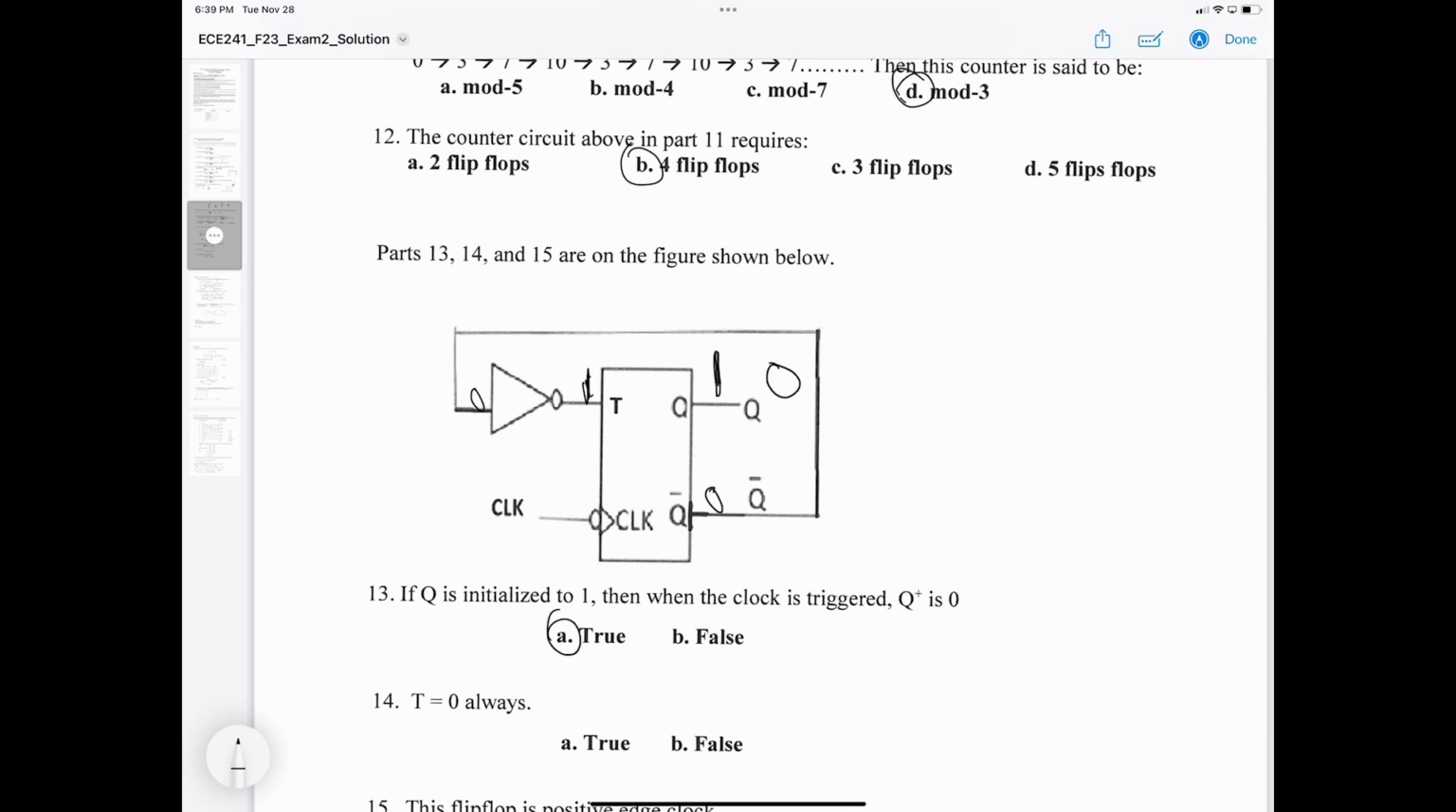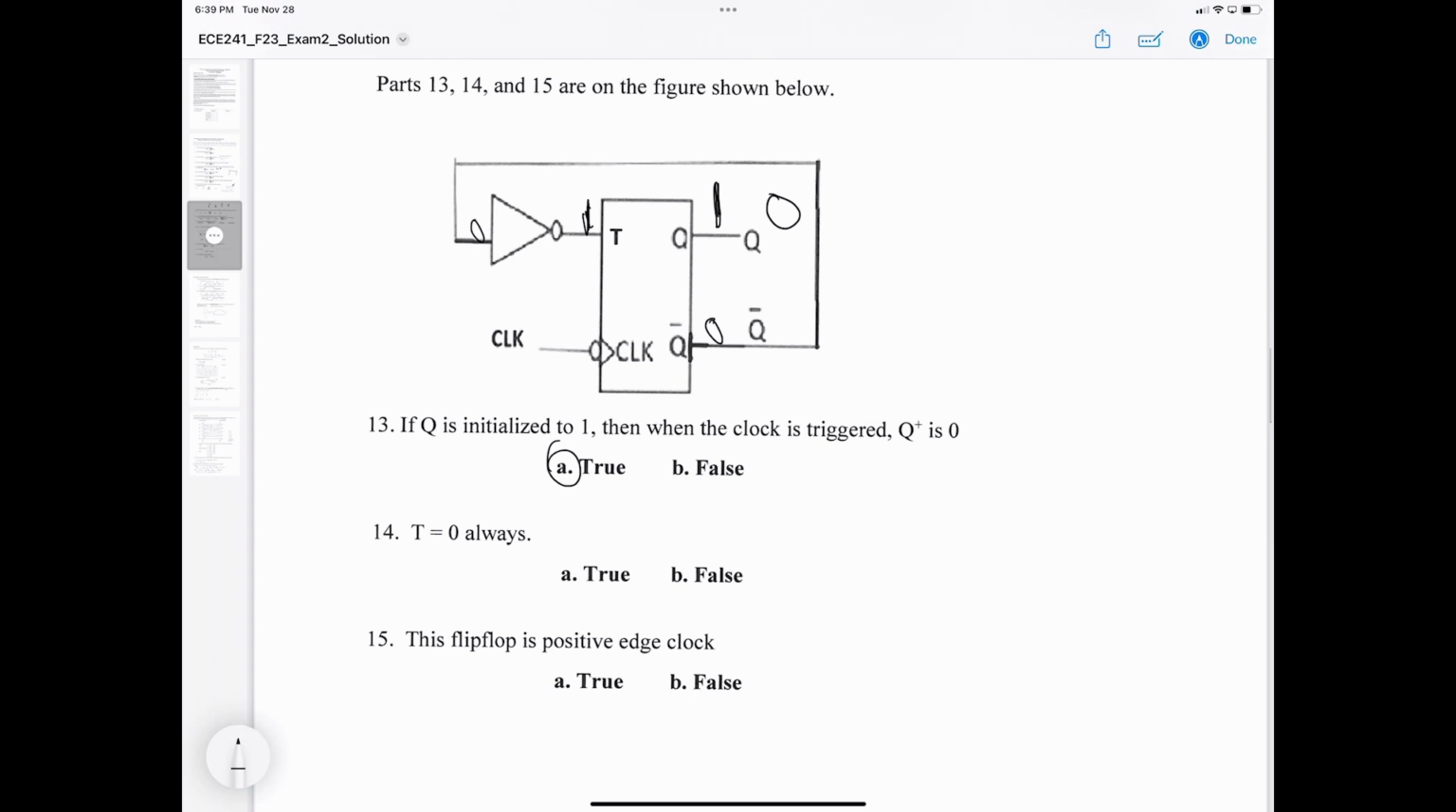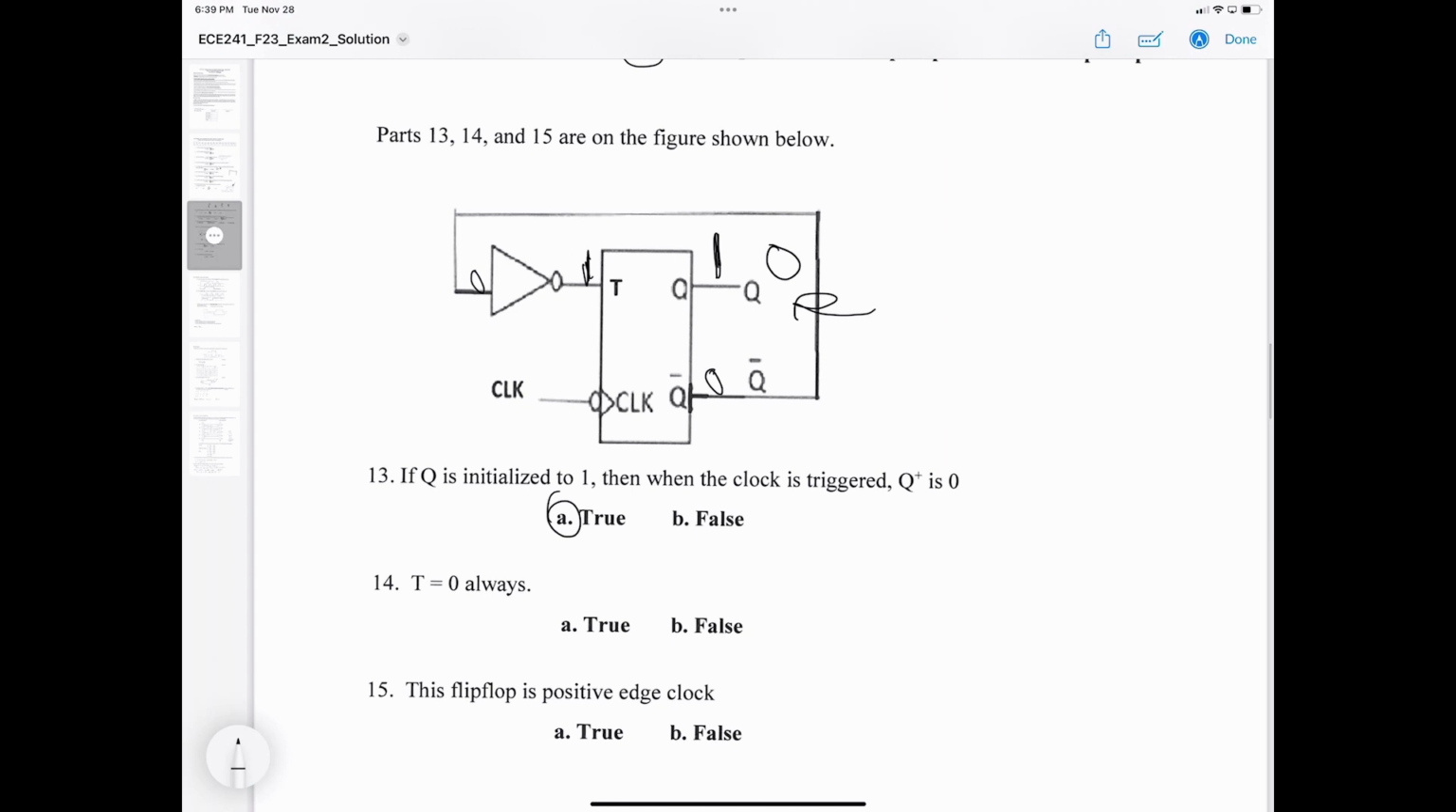That is true. T is equal to 0 always? No. In the next state, Q becomes 0. This is 0. Now this is 1. So 1 coming through gets negated. T is now a 0. That is hold. So is T always 0? No, it's going to be alternating. So it is not always that.